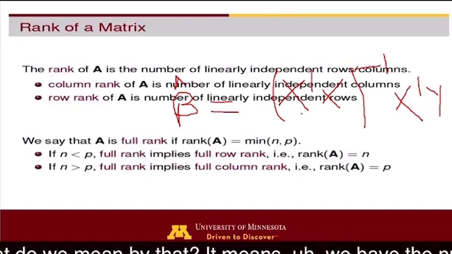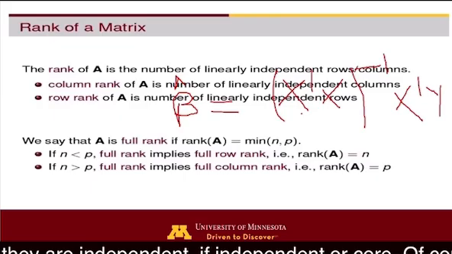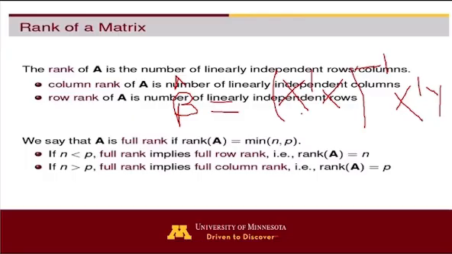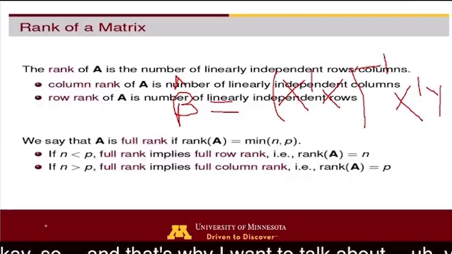What do we mean by that? It means we have the number of independent rows and the number of independent columns. We expect the variables that are arranged in columns to be independent. If they are independent, of course, we expect to have full rank. But in a situation where a particular column depends on another column, we're not going to have full rank. If you don't have full rank, there's going to be an issue in estimation of parameters in a linear regression model. And that's why I want to talk about rank.